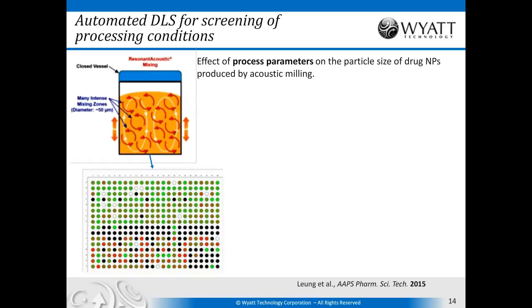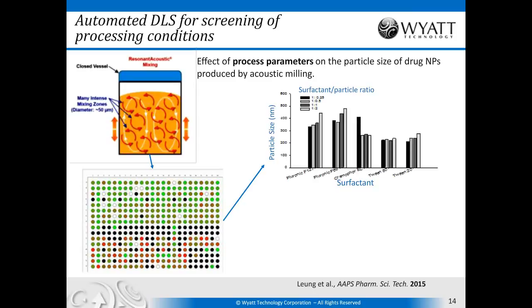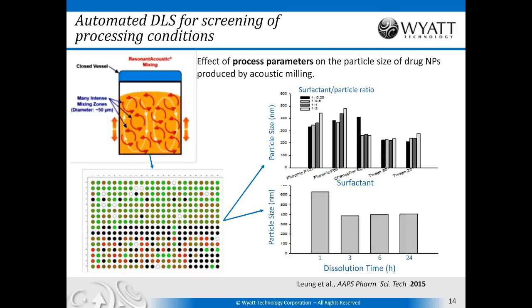Small aliquots were periodically pipetted into the 384 well plate, and then the measurements here are shown in the heat map. And using this, we're able to determine the particle size of the resultant drug nanoparticles as a function of the surfactant and surfactant particle ratio, and also dissolution time. So as opposed to doing a whole series of one-by-one measurements, this just made it extremely easy to go forward and establish the optimal processing conditions.